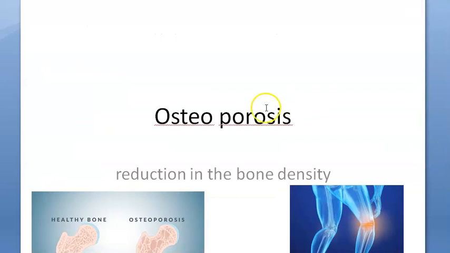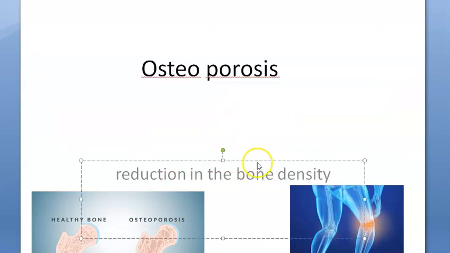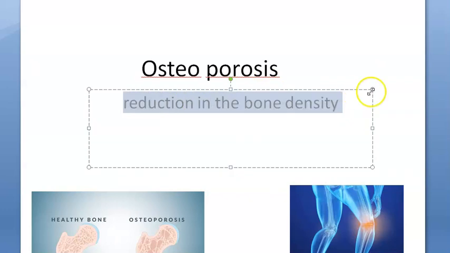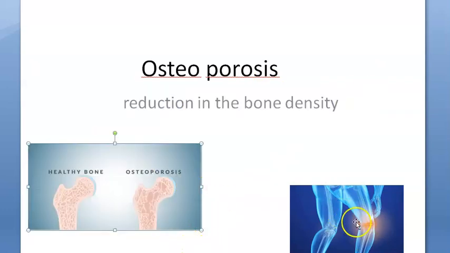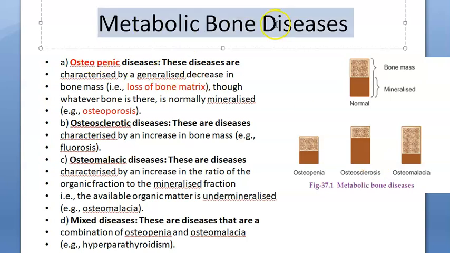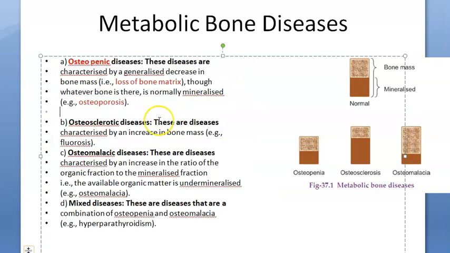Now let's take a recap of what we have seen in this video. We wanted to look at osteoporosis. Basically, osteoporosis is an osteopenic disease of the bone. That is, there is a reduction in the bone density. This can lead to pathological fractures, etc. So basically, in metabolic diseases of bone, you have seen osteopenic diseases, for example osteoporosis, then you have varieties of metabolic bone diseases.